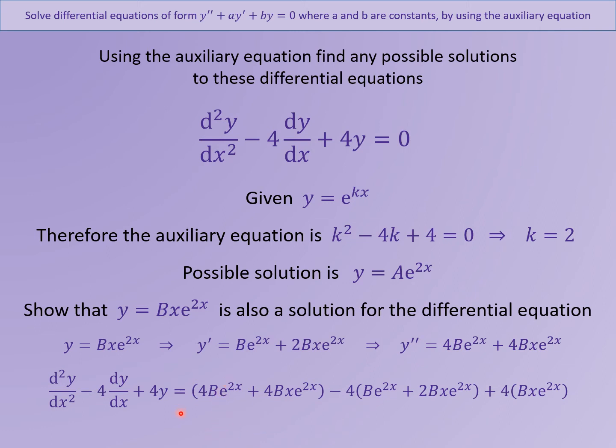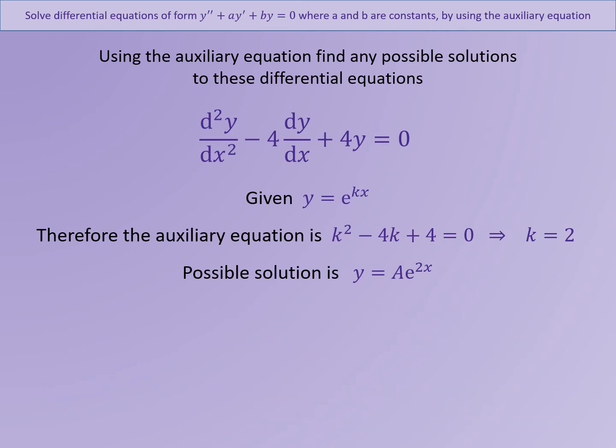So the 4b e to the 2x cancels with that minus 4b e to the 2x. That 4bx e to the 2x there is going to be combined with this one here. Okay, so that's 8bx e to the 2x, but you've got minus 4 times 2, which is minus 8bx e to the 2x. So they all cancel out, leaving you 0. So it's definitely a solution. Just showing it there, proving that that actually works. Great, yes, equals 0. Right, so because that's a solution, and because that one's a solution, I can then write the general solution out for this then.